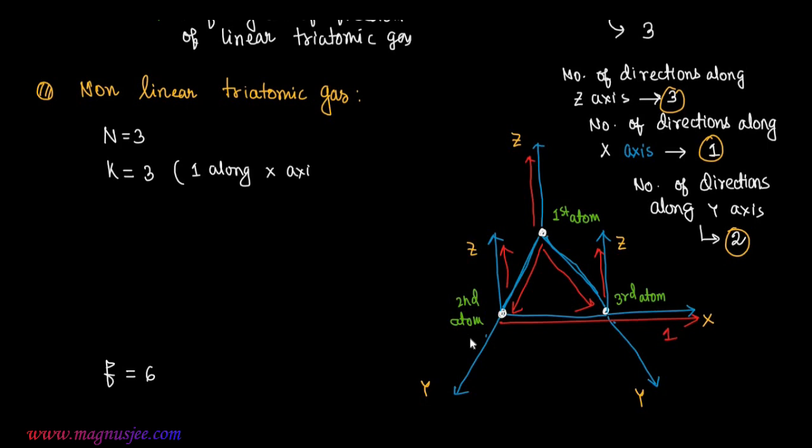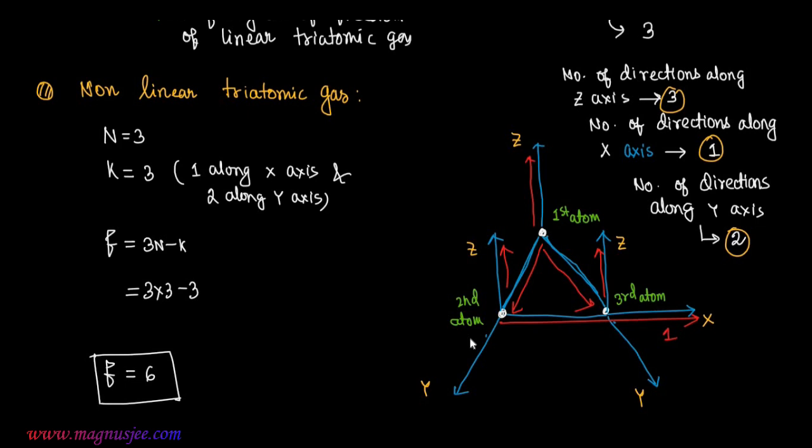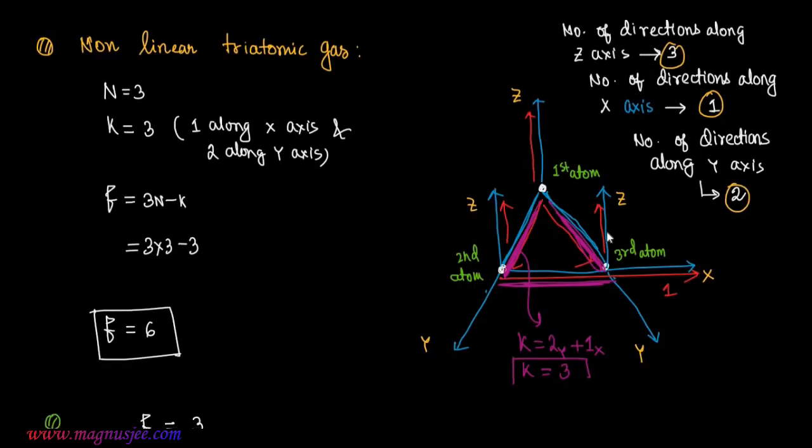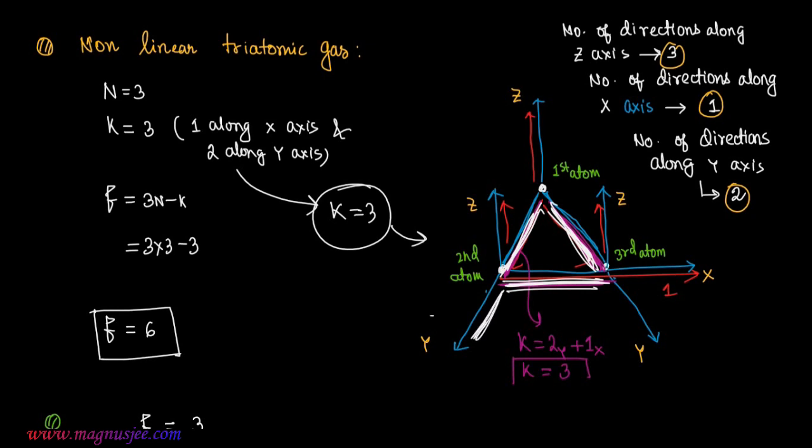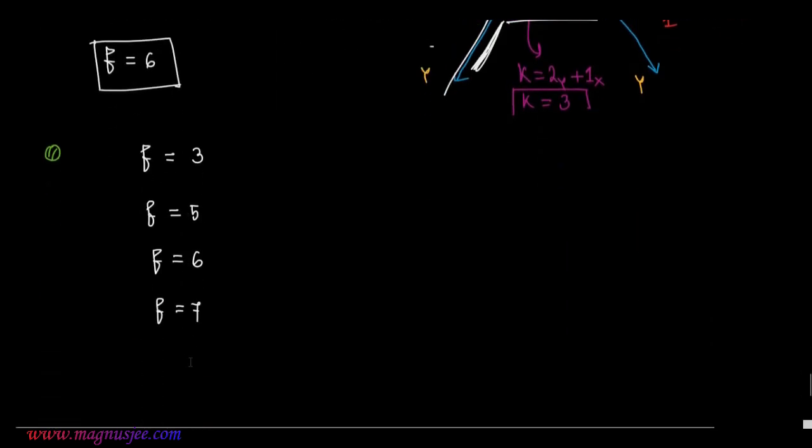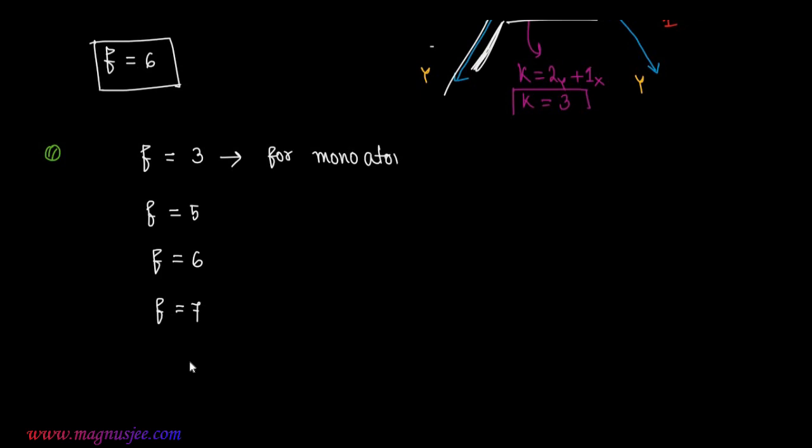The number of atoms in the non-linear triatomic gas, n, is equal to 3, and k is equal to 3. That means the number of constraints is 3: 1 along x-axis and 2 along y-axis, because there are two common distances along y-axis between the atoms and one common distance along x-axis. This is the common distance along y-axis between the first atom and second atom, and there will be another common distance between the first atom and third atom along y-axis.